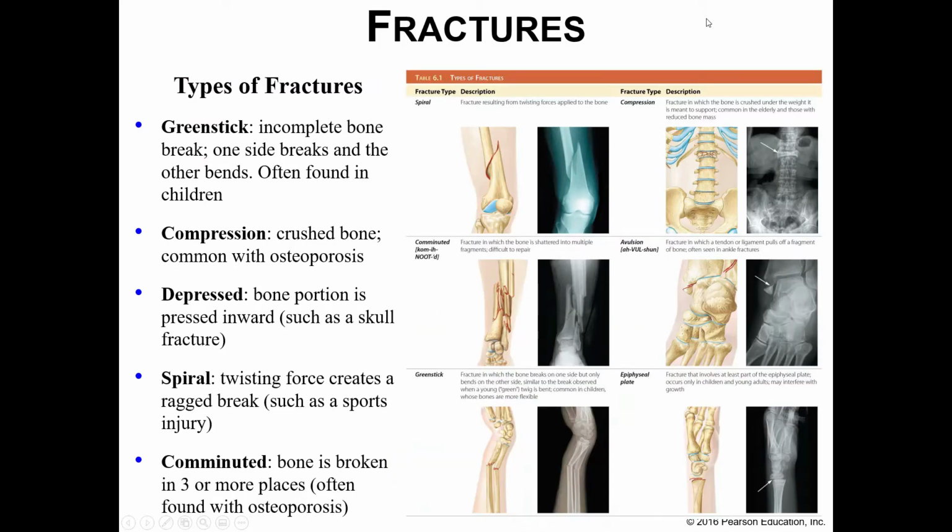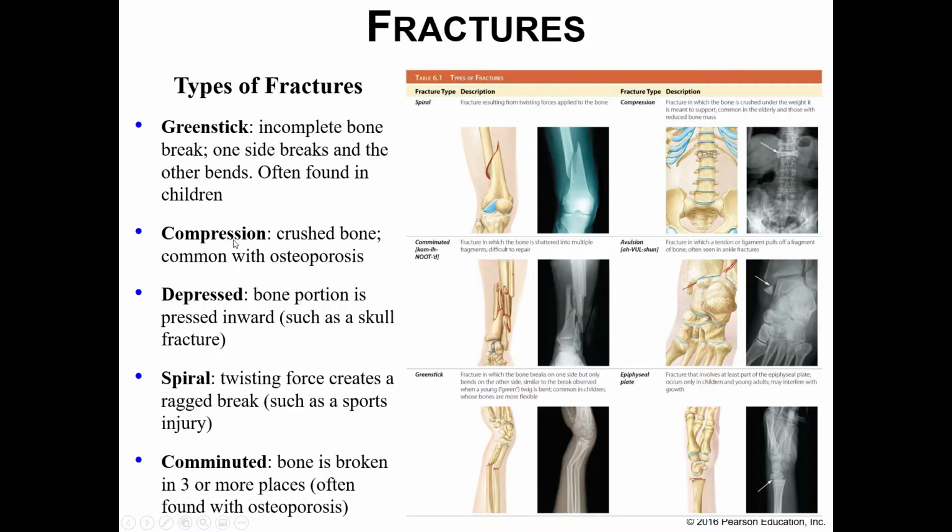Now, we can further subdivide fractures, okay, based on how the fracture occurred or what the fracture looks like. We have greenstick fractures, which are often found in children. This is an incomplete bone break, so basically one side of the bone breaks, but the other one is not broken. Okay. We have compression fractures, where basically you have crushed a bone. This is common with osteoporosis.